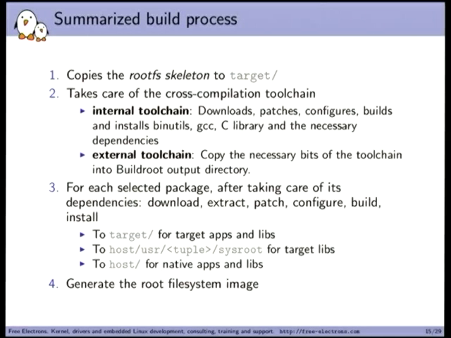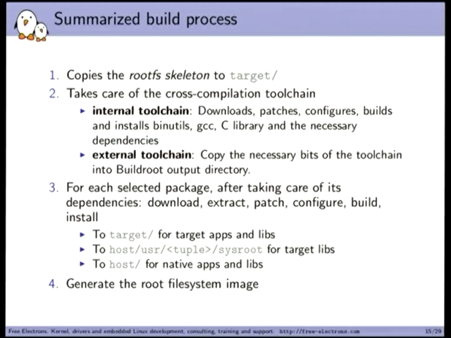So the build process is pretty simple. Of course, if you go into the details, it's a bit more complicated, but the overall overview of the build process is quite simple. Buildroot starts by copying what we call the root file system skeleton to the target directory. The root file system skeleton is just like an empty root file system: etc, bin and lib, completely empty, just a bunch of config files in etc, and that's pretty much it. Then it takes care of the cross-compilation toolchain, and as I said, there are two solutions.